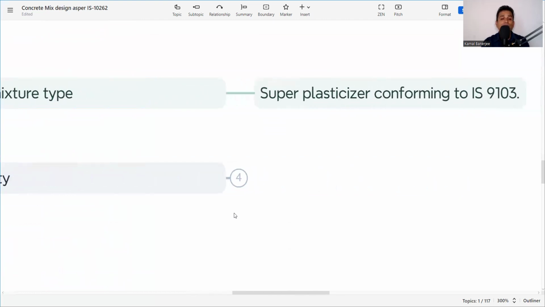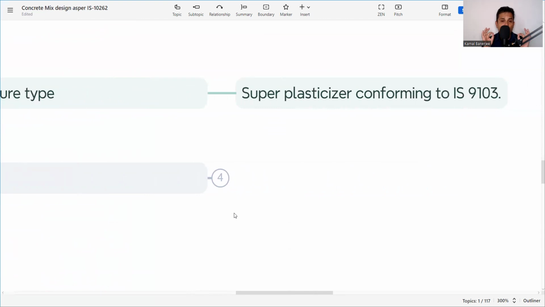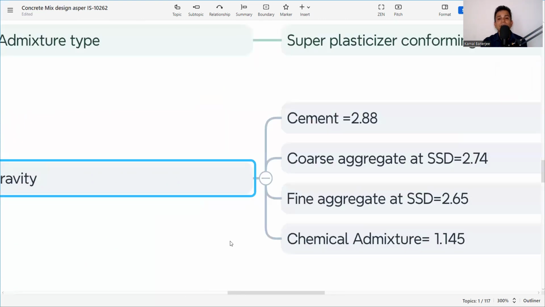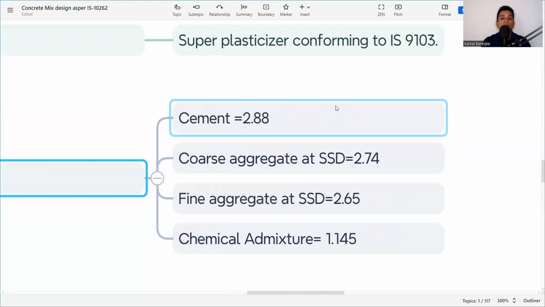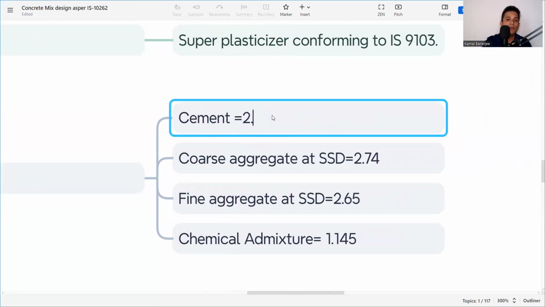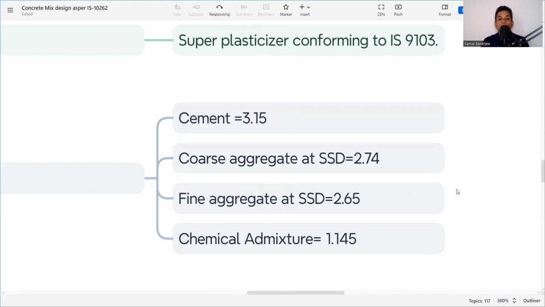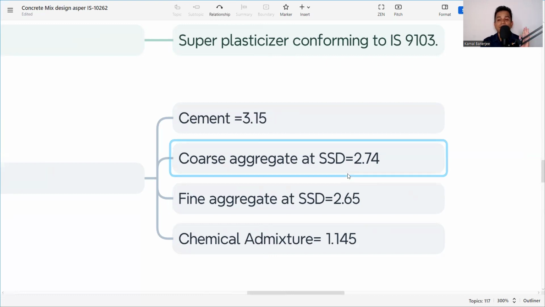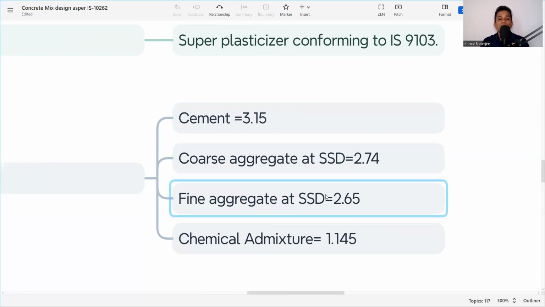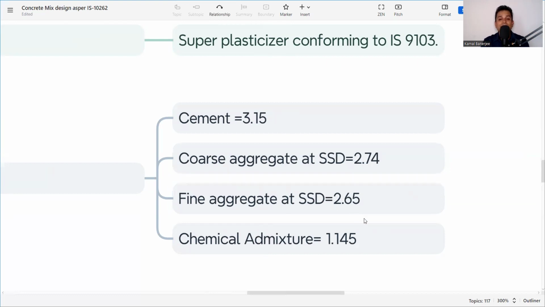Why is specific gravity required? Specific gravity is required for every material we are using to calculate the volume and weight for the mixes. So what we need to know: cement, OPC we are using, that will be 3.15. It will be 3.15, the specific gravity of cement, and coarse aggregate at SSD, surface saturated dry condition, 2.74, and fine aggregate at SSD, that is 2.65, and chemical admixture 1.145.